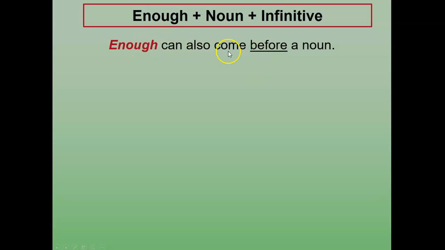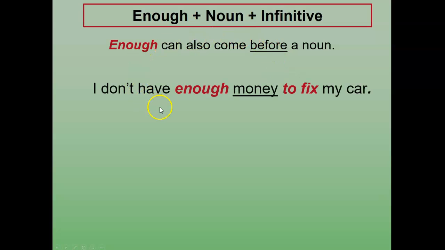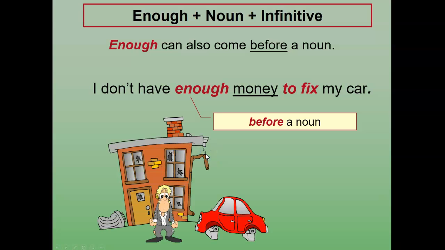Now, we can also use enough plus a noun plus an infinitive. Enough can also come before a noun. So, for example, I don't have enough money to fix my car. Notice that money is the noun and enough can come before it. This sentence with the infinitive explains why you can't fix your car.